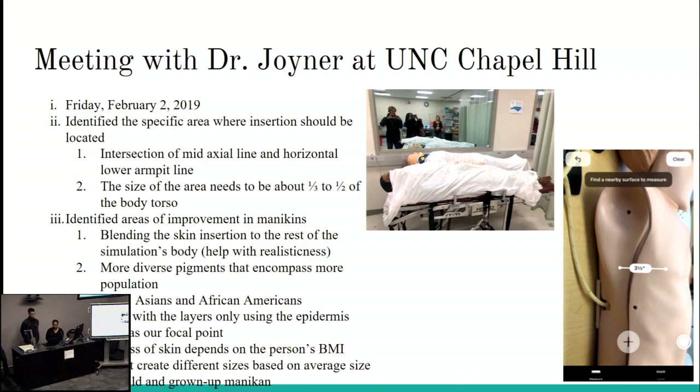And then lastly, he also mentioned to us that the thickness of somebody's skin is very dependent on their BMI, and that it's not always the same for each person. And he was saying that with the pigments, if it's more realistic, with a Caucasian person, it's a little bit easier to see the veins and see inside the person compared to a darker skinned individual. So that's why he was saying, make sure that we can try and do different skin pigments.